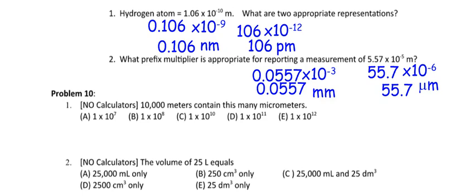So how would I do a problem like number 10 with no calculators? Well, a meter is a bigger unit than a micrometer, isn't it? So I know my answer has to be bigger than 10,000. There's a million micrometers in 1 meter. So if I multiply 10,000 by a million, what do I get? I get 10 billion. 10 to the 4th times 10 to the 6th, your answer is C.